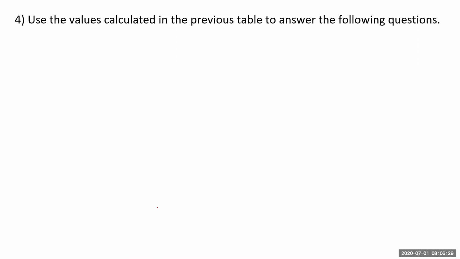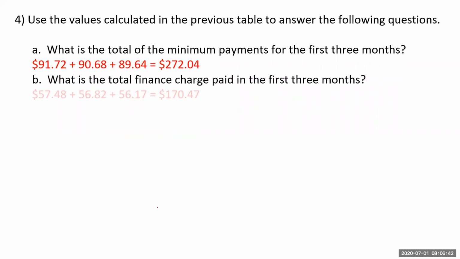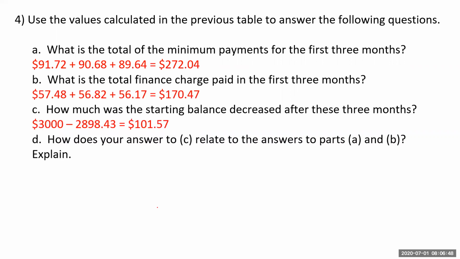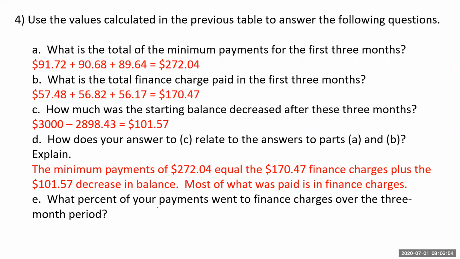Now use the values calculated in the previous table to answer the following questions. What is the total of the minimum payment for the first 3 months? So you put all of them together. And what's the total finance charge? You sum all of them. How much was the balance after the 3 months, and how does your answer relate to the answers to part A and B?